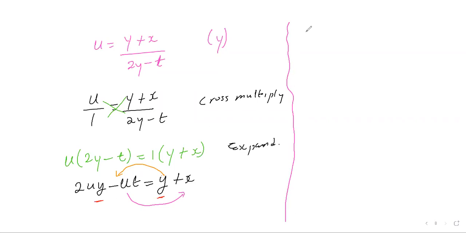So I'm going to put 2uy minus y. This is positive, this is positive.